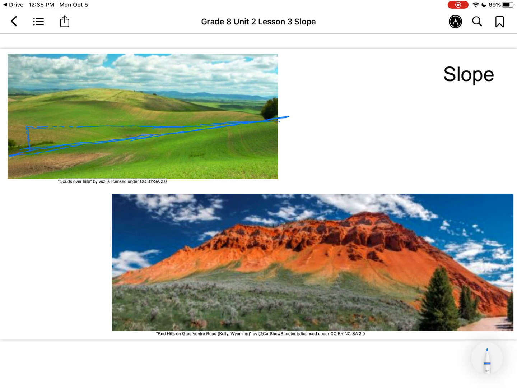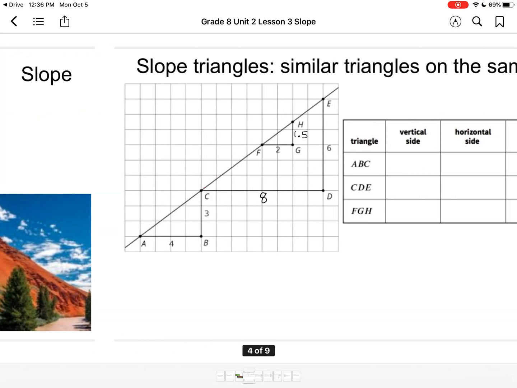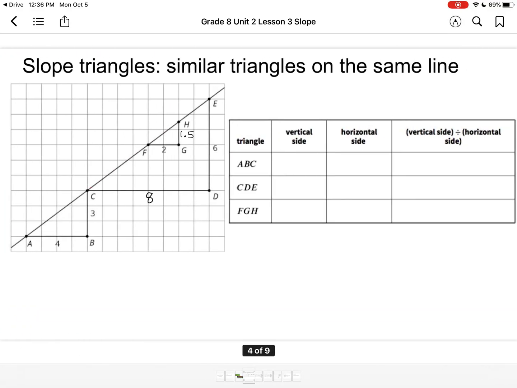If you look at the lower picture, at the slope here, we see that this slope rises much more than the one in the top picture, and it rises over a shorter distance. So this slope is much steeper. So let's look at slope on a grid, which is like graph paper with horizontal and vertical lines. That's what they mean by a grid.